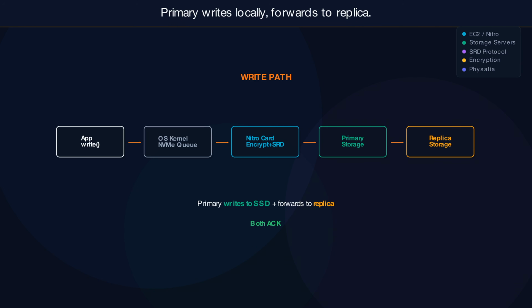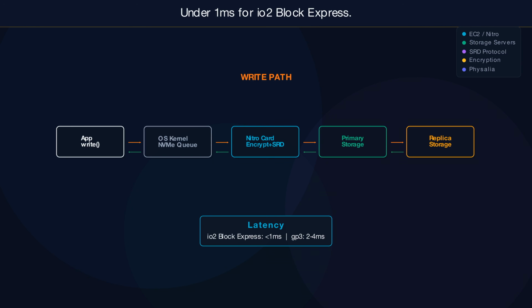The primary server writes the data to its local SSD and simultaneously forwards the write to the replica server. Both servers acknowledge. Only when both acknowledgements arrive does the Nitro card post a completion on the NVMe completion queue. Your application sees the write as complete. The entire journey, application to kernel to Nitro card to storage server to replica and back, takes under 1 millisecond for io2 Block Express volumes. For gp3, it averages around 2 to 4 milliseconds.